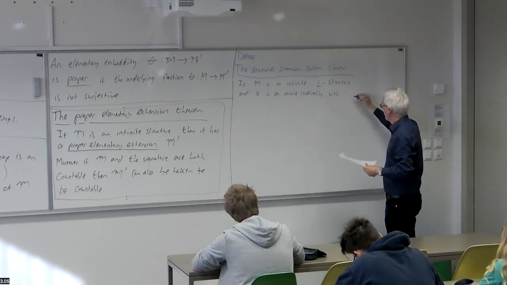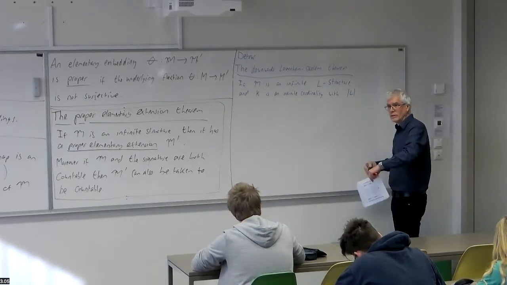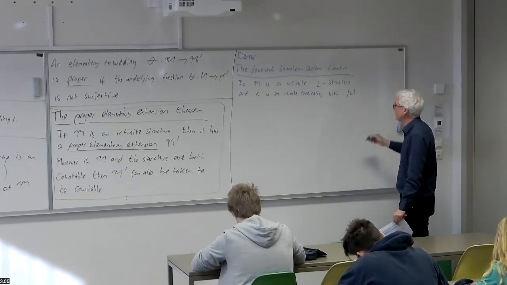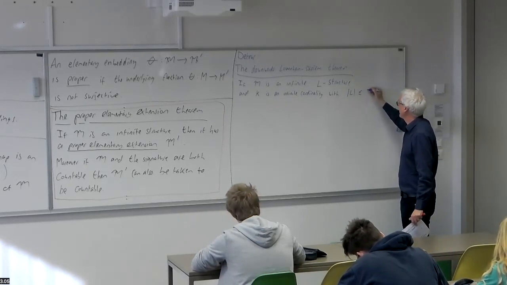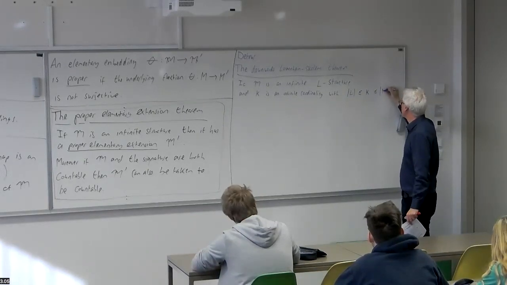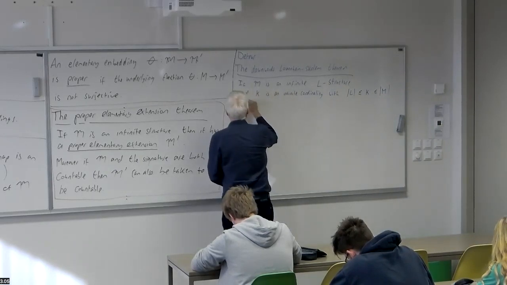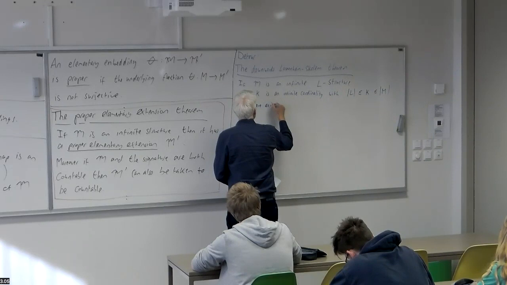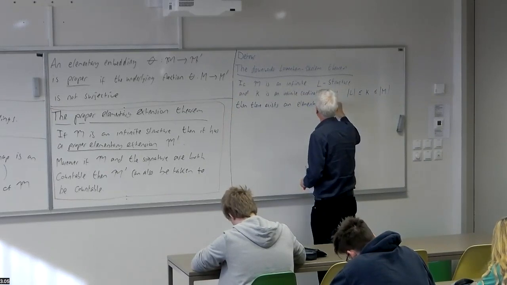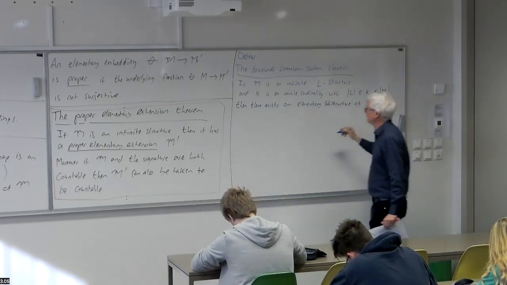With the cardinality of the signature, so simply if you take a collection of all predicate symbols and function symbols all together, what is the cardinality of that collection? That's the cardinality of the signature. And kappa must be at least the cardinality of L, and less than or equal to the cardinality of the underlying set of the structure, then there exists an elementary substructure of M with cardinality kappa.